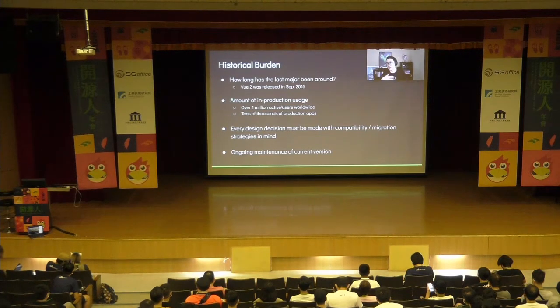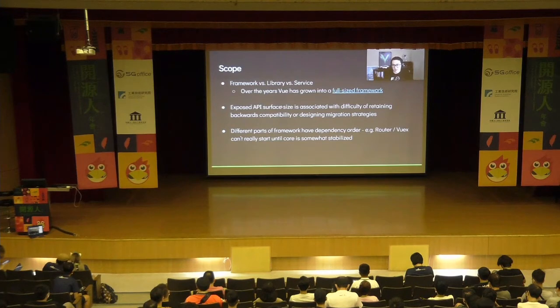The design process takes so long because you have to think through every change that you make with all these factors involved. And on top of that, you still have to maintain the current version, right? There are still bugs being reported to Vue 2. And the scope, right? When Vue just started, it was just a small library.